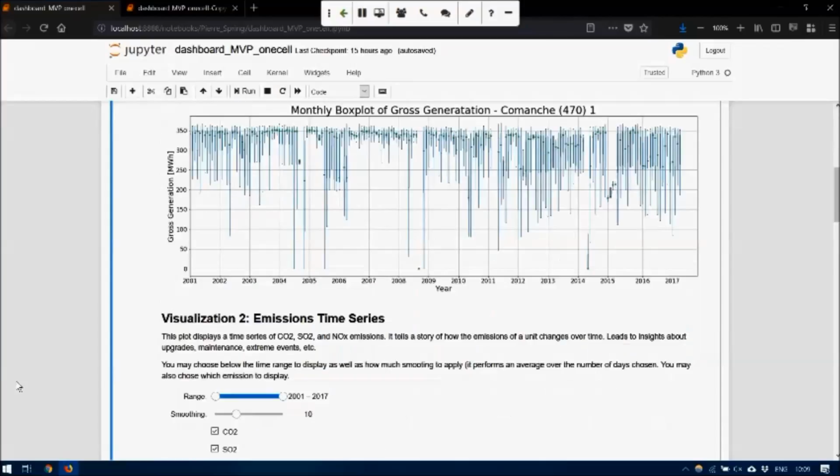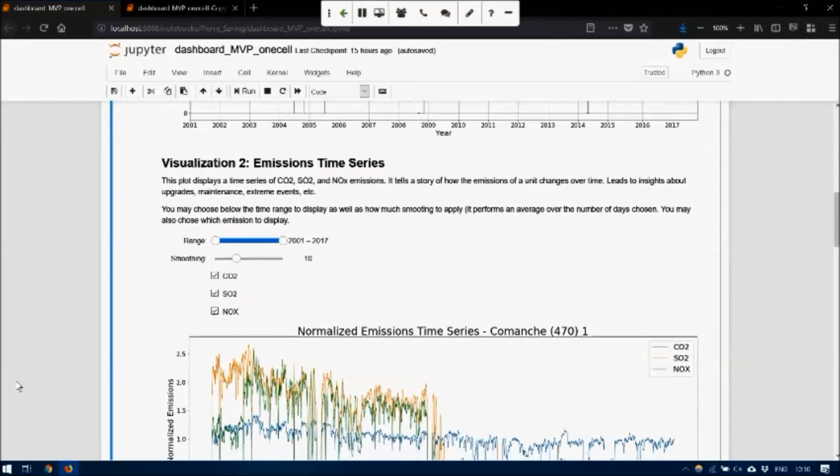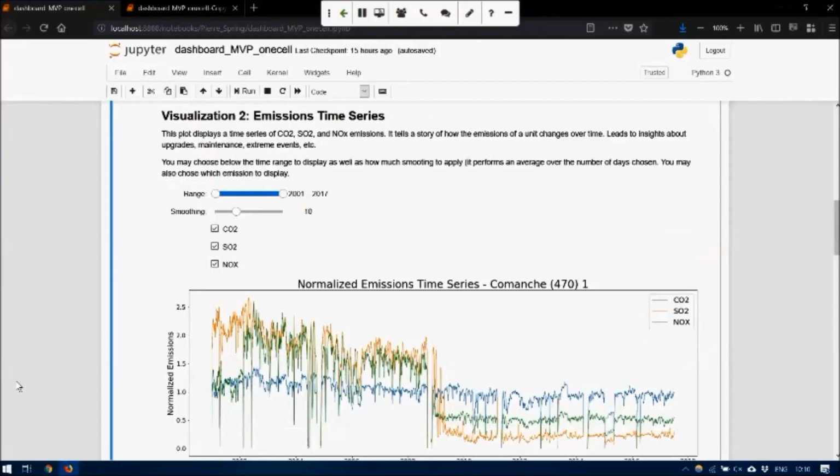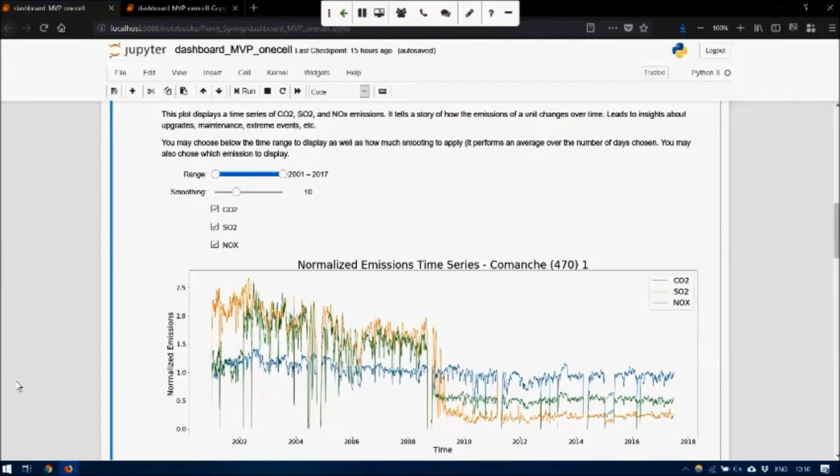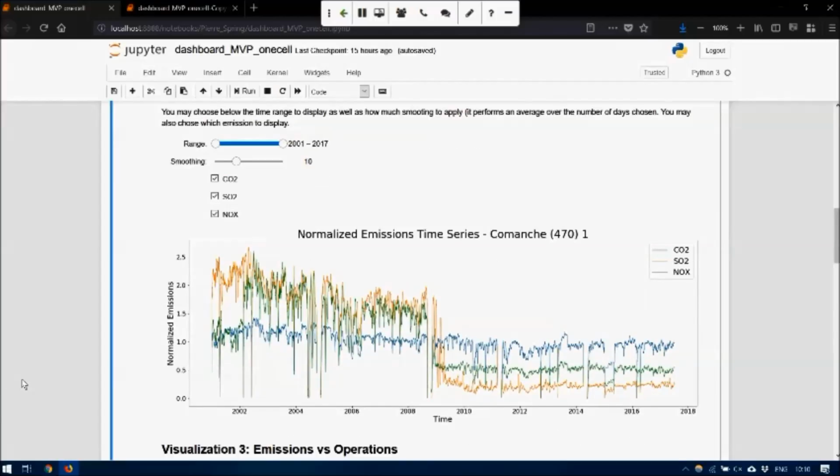Our second visualization tool is a time series of emissions. So this tool is to understand what is happening to emissions only. Two important things to note about this plot is that we have normalized the data to make it more readable, so that we have similar ranges for all 3 emissions. If we had not done that, we would have much greater values for CO2 emissions when compared to SO2 and NOx.